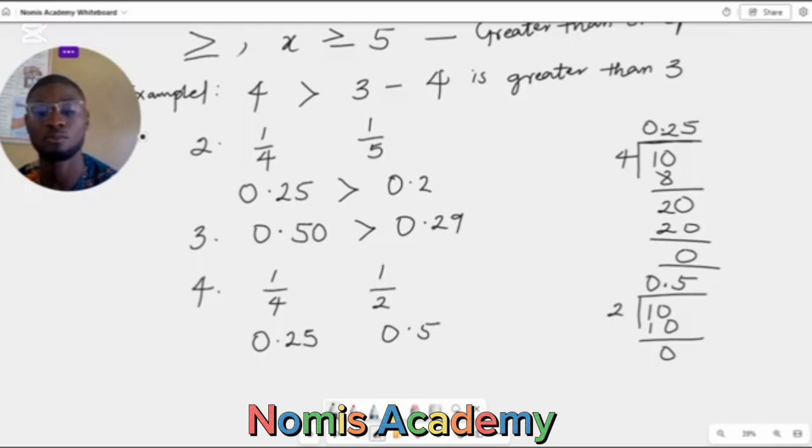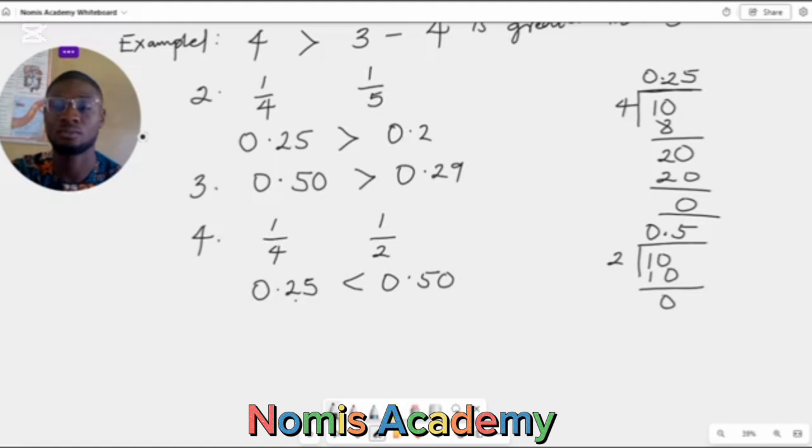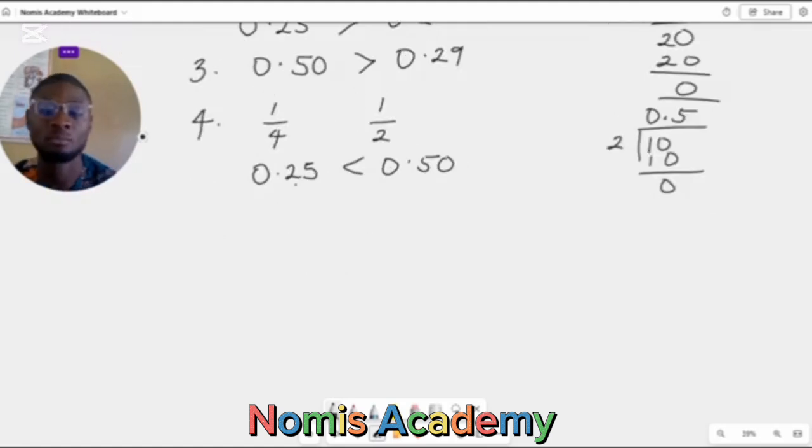If you want to make it simple for yourself, you can also add a 0 to this. It does not change the magnitude of 0.5. Adding a 0 at the back does not change the magnitude. So it is still 0.50, 0.5. So 0.25 and 0.50, reading from the left hand side, you find 2 on one side and 5 on the other. Definitely you will tell that 2 is less than 5. So you can now put your sign, which is less than. 0.25 is less than 0.50.